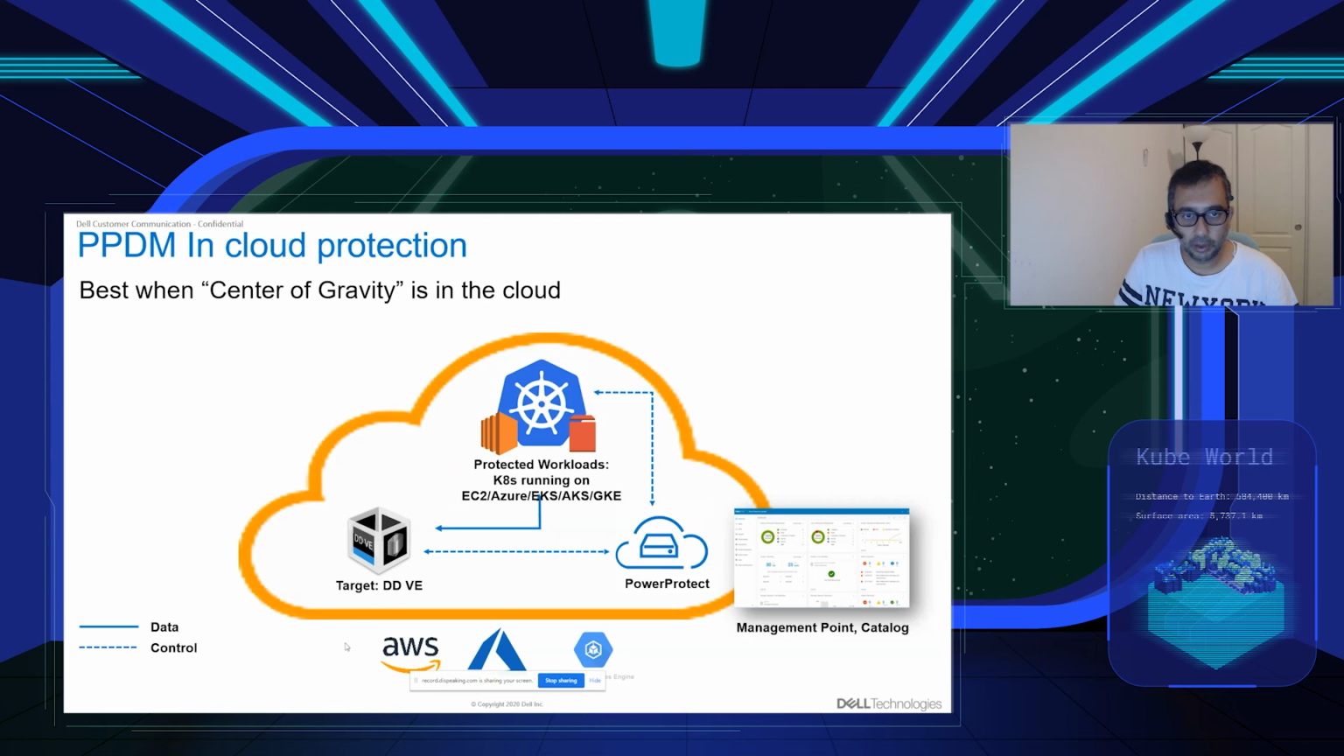Or if you want to manage it by a dedicated instance in the cloud, we also support that. So you can spin up a PPDM instance in AWS, Azure, or Google, depending on your use case, and then you can protect it locally in any of these clouds. And also you can migrate between clouds, so we can support multi-cloud migration as well.